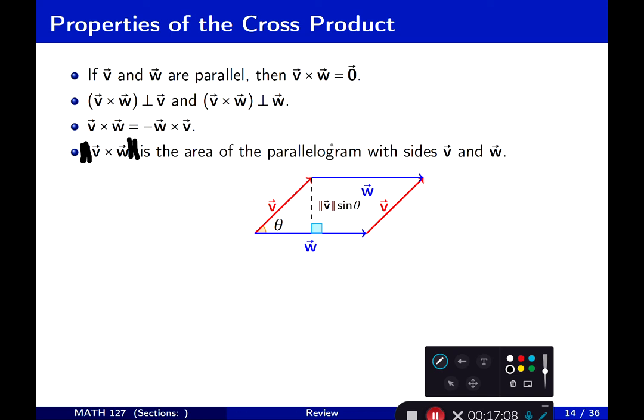And why is that? Because just imagine the magnitude of v is this length, magnitude of w is this length, and if you multiply, let's say, the magnitude of v by sine of theta, you get this length, which is the height, and then you multiply height by the magnitude of w, and you get the area of the parallelogram.